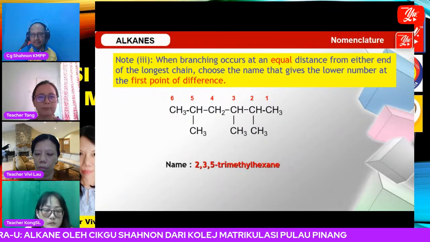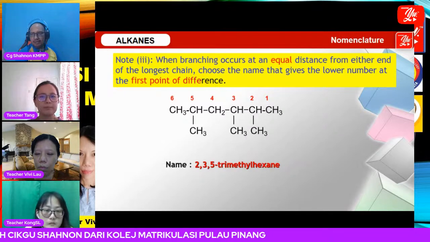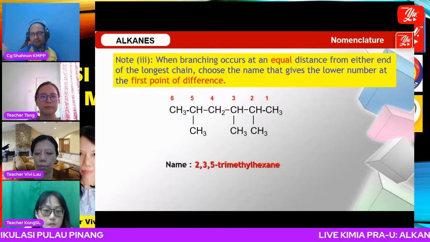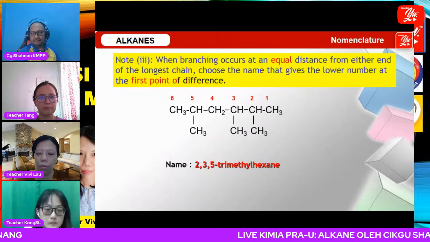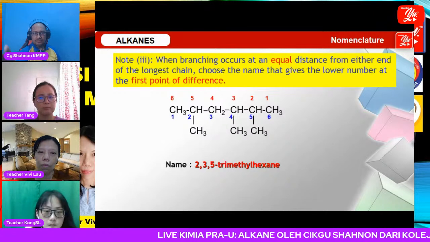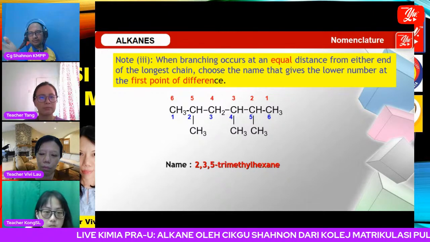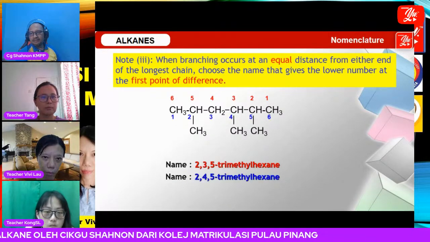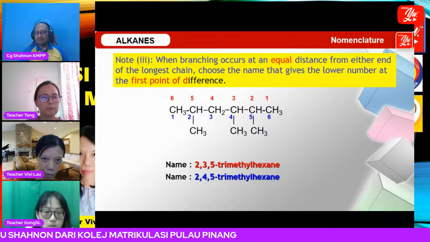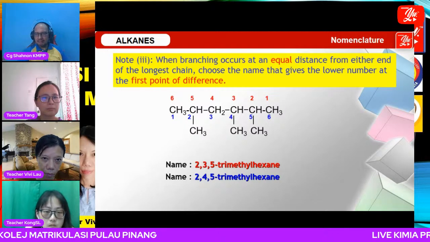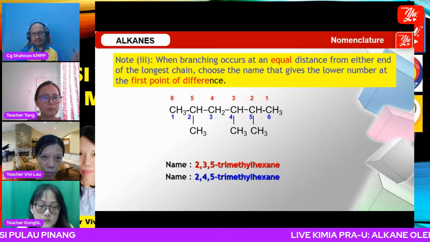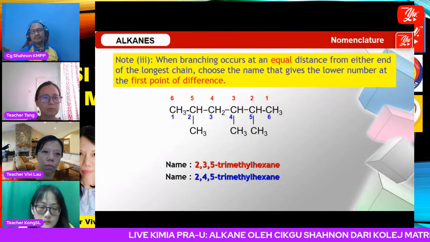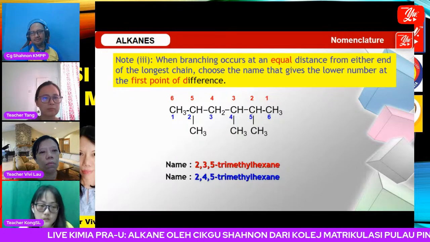If we name this compound according to this numbering, 2,3,5-trimethylhexane, right? If you choose the blue one, 1, 2, 3, 4, 5, 6, the name should be 2,4,5-trimethylhexane. All the same name, trimethylhexane, but the difference is only in the numbers. We have 235 and 245.